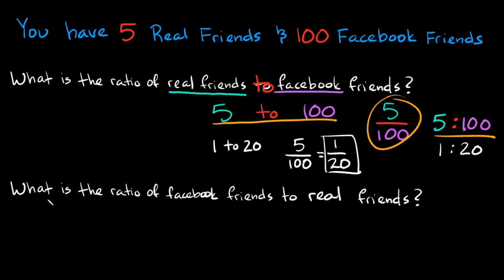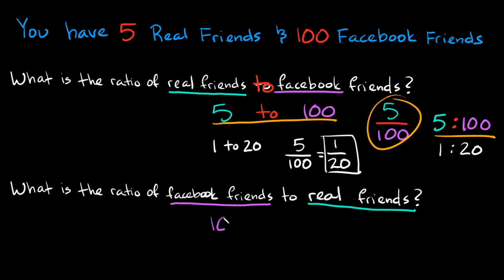So this one says, what is the ratio of Facebook friends to real friends? Okay, so really important to pay attention to details here, okay? So again, order is very important. So in this example, it listed Facebook friends first and then real friends second, right? So in this question, your answer would be reversed, okay? So what is the ratio of Facebook friends to real friends?